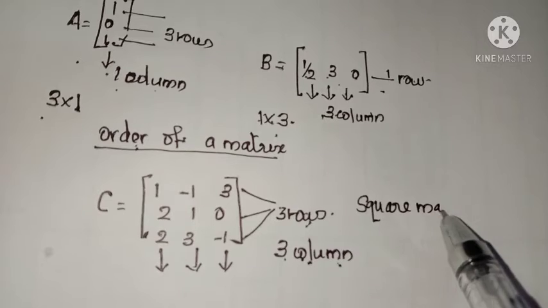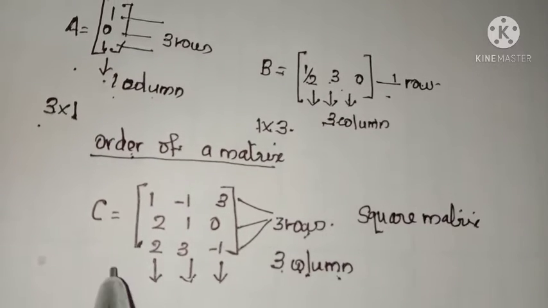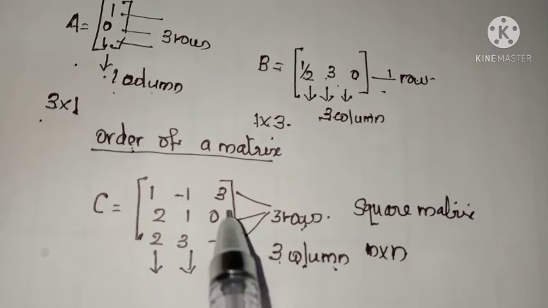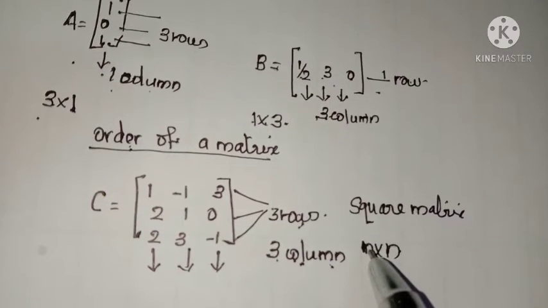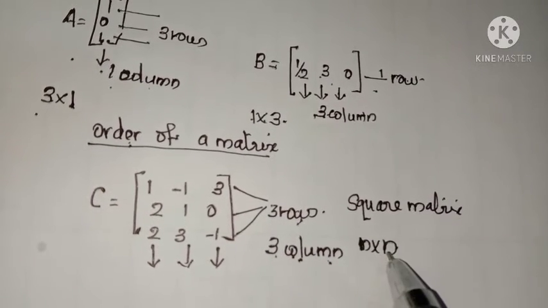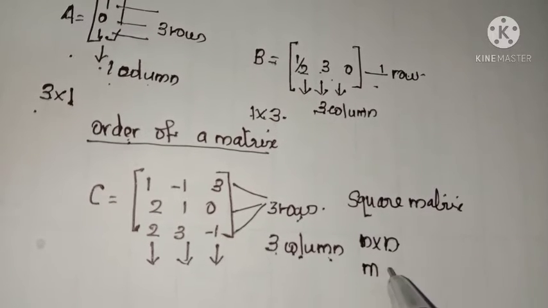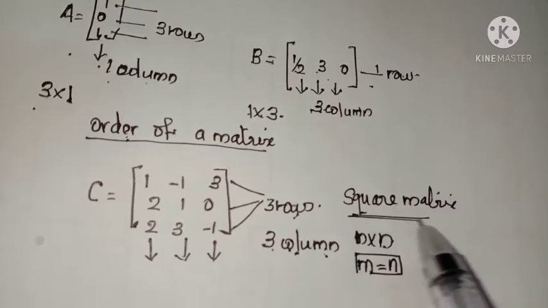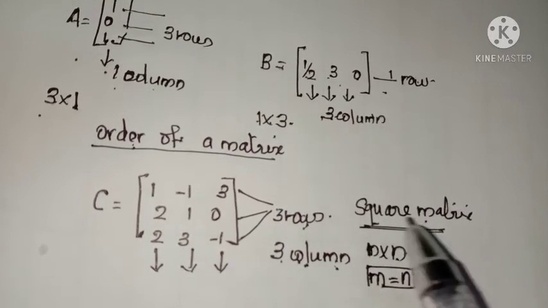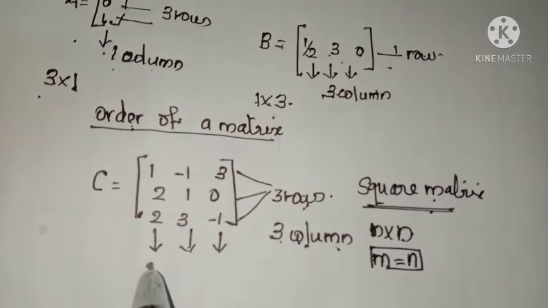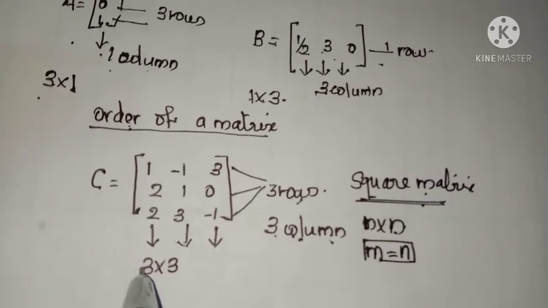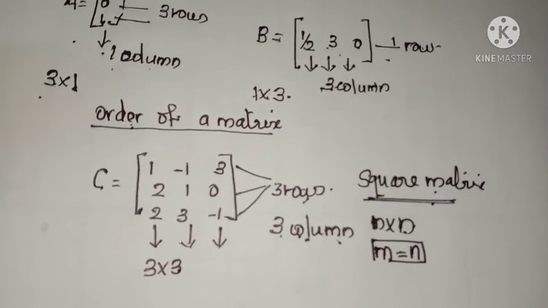So, square matrix. An m by n matrix is said to be a square matrix if the number of rows is equal to the number of columns. That is, m is equal to n. So this is a 3 by 3 square matrix. We can say matrix C is a 3 by 3 square matrix.